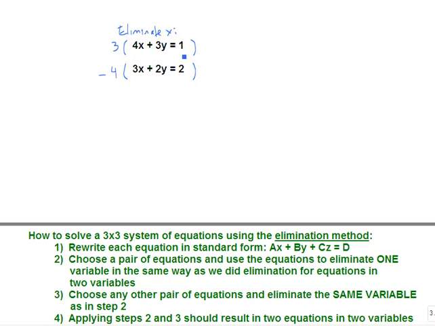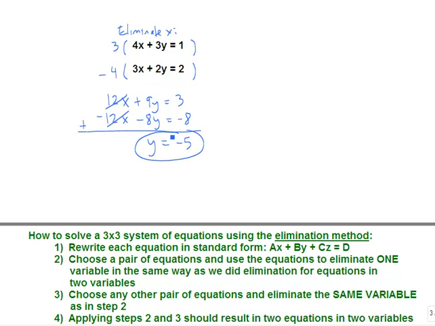So let's multiply the top equation by 3. That's going to give me 12x plus 9y equals 3. Multiplying the bottom equation by minus 4 gives me negative 12x minus 8y equals negative 8. And I should be ready to add down. 12x minus 12x, those should cancel out. 9y minus 8y is 1y, or just y. And 3 minus 8 is negative 5.